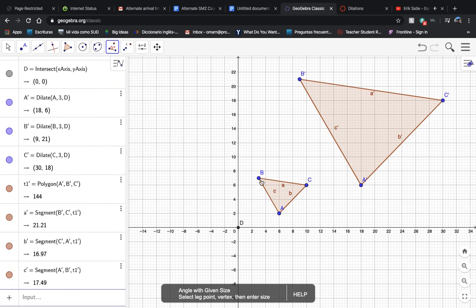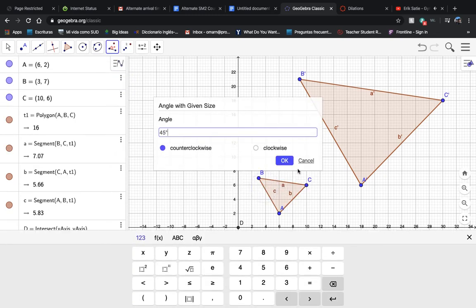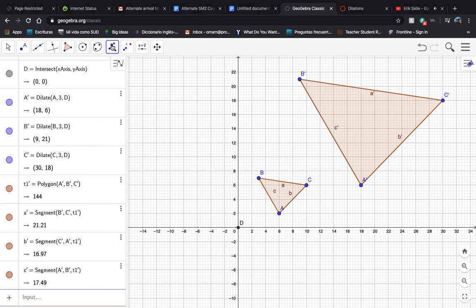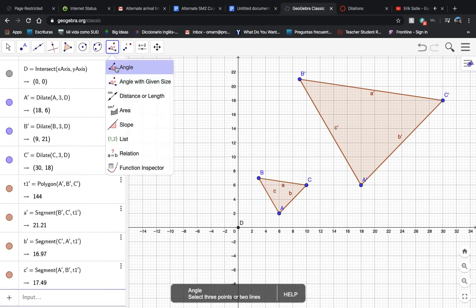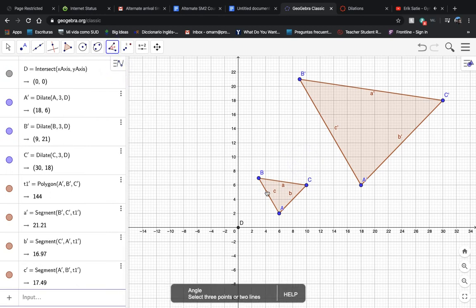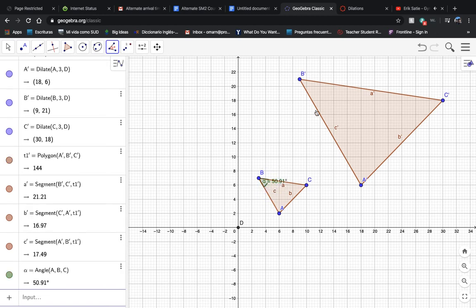For example, look at this. We're going to measure this angle. Oh, wait a minute. I think I used the wrong one. Angle, yeah. So let's measure this angle, the angle B. It's 15.91 degrees, and we are going to measure it here. As you can see, when we're enlarging, we keep the angles.